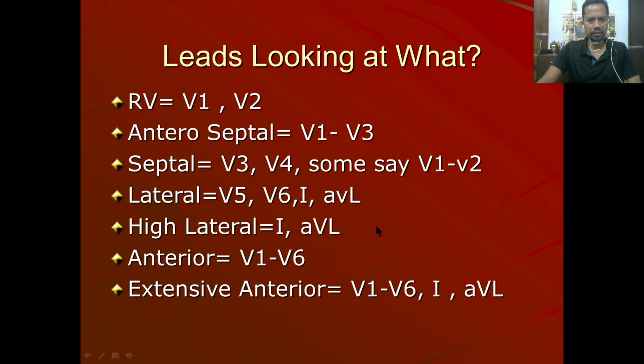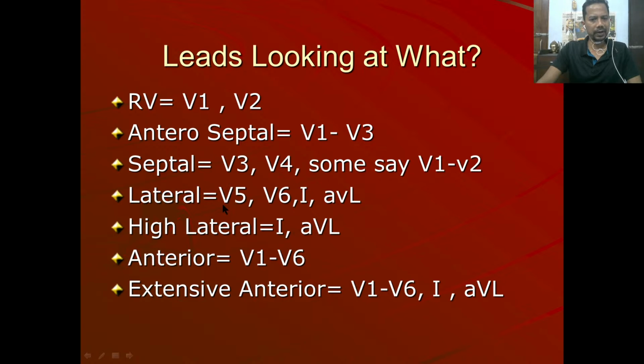You can get a short note also, and I think we have discussed this slide before, on which leads to look for in which MIs. Right ventricle, you can see slight changes in V1, V2. You can see also in V3R, V4R on the right side. Anteroseptal is V1 to V3, some people take it from V1 to V4. Septal is V3, V4. Some authorities say septal is V1, V2. So you have to mention both.